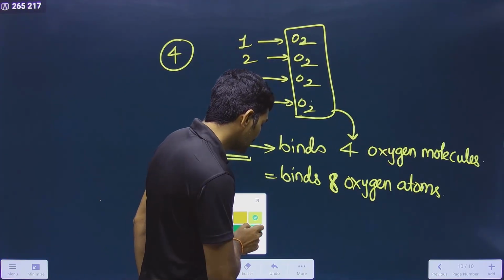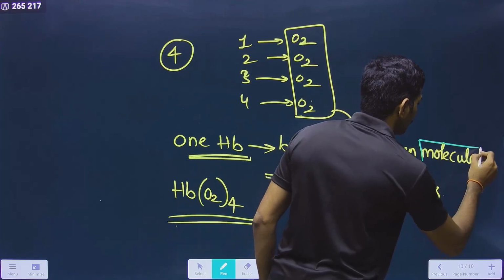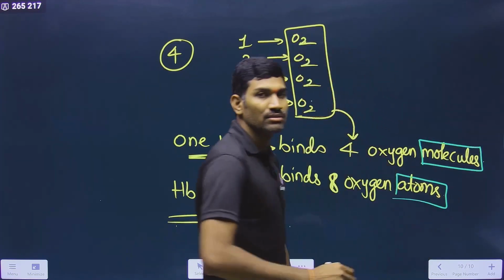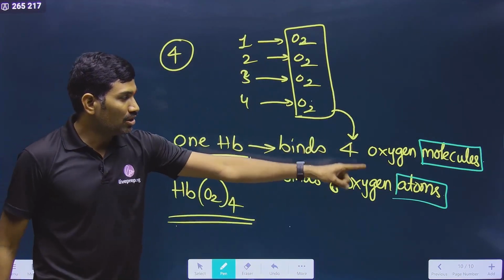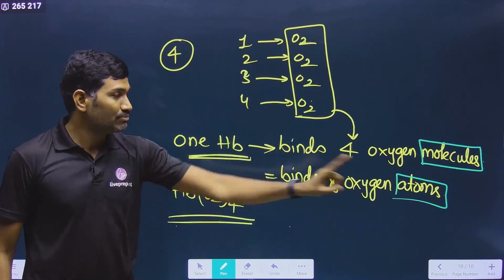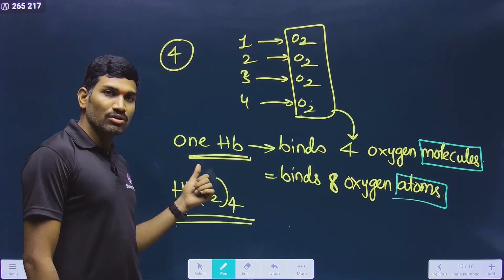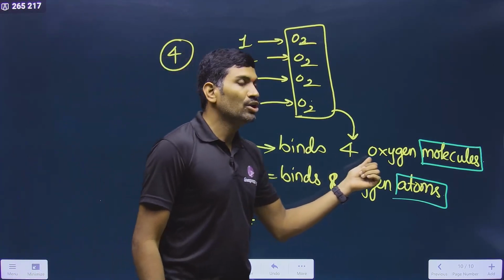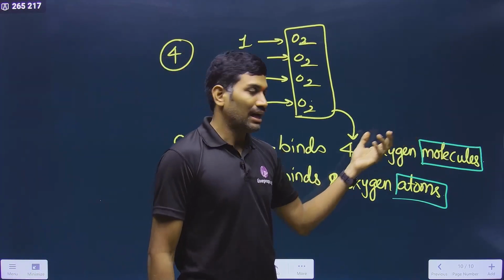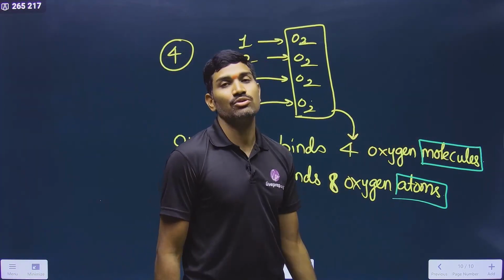So in the examination, whether they are asking a question for molecules or atoms, you need to clearly observe the question carefully. Please don't argue with us later on. So one molecule of hemoglobin will bind with 4 oxygen molecules or 8 oxygen atoms, you are saying.